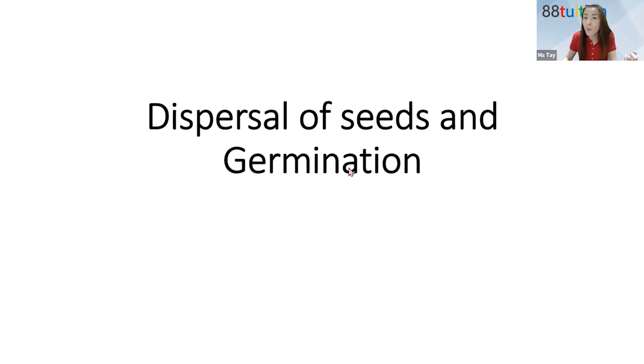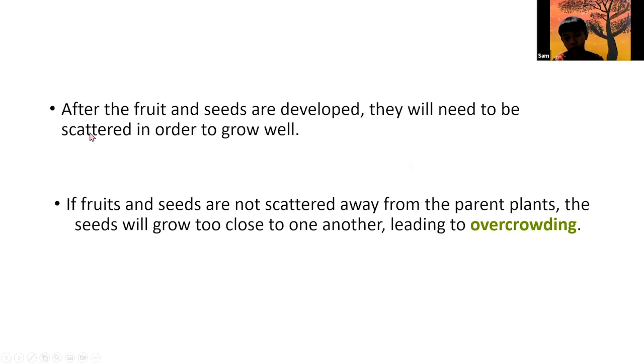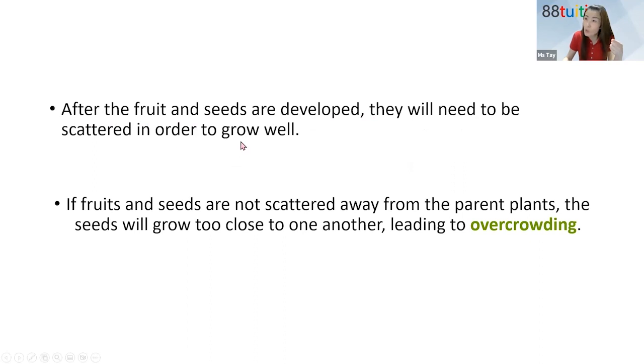Will that be workable? No. Why? You see, after the fruits and seeds develop, they will need to be scattered to grow well. Okay, the keywords: they must be scattered, then they can grow well. If fruits and seeds are not scattered away from the parent plant, the seeds will grow too close to one another.